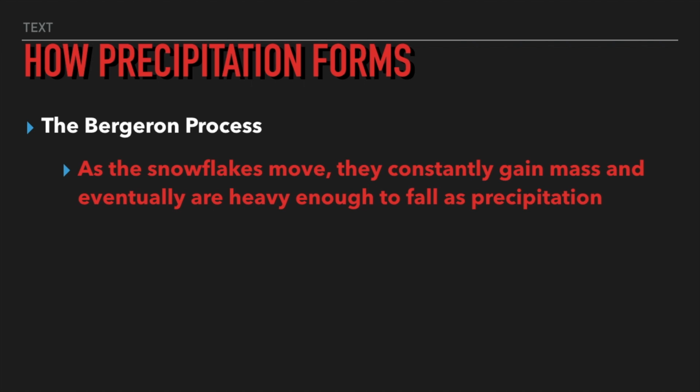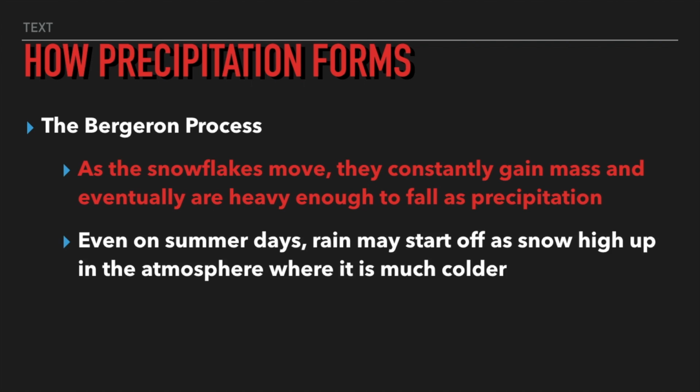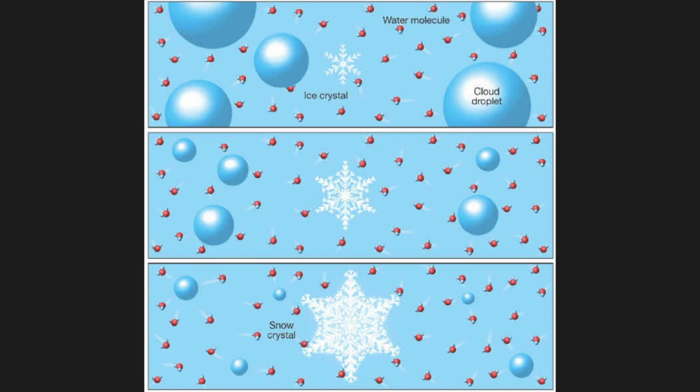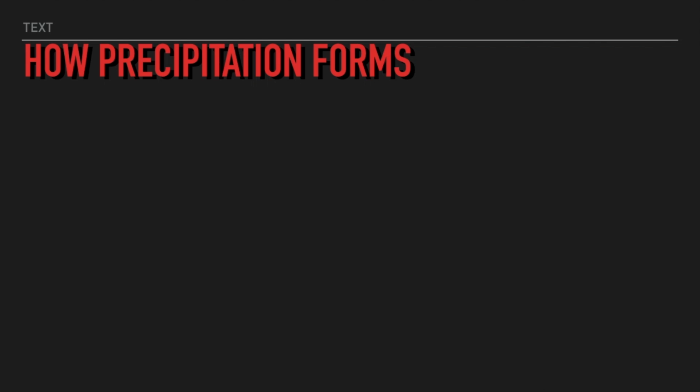So anyways, eventually the snowflake becomes heavy enough that it can fall, and well, voila, that's precipitation. Even on summer days, rain might start off miles up in the air as a snowstorm, or at least a little bit of snow. It's not at all that uncommon. So this picture here is a really simplified illustration of what's going on. We have individual H2O molecules in cloud droplets and a tiny little snowflake. Every molecule of water or every droplet of water that touches it makes it grow, and eventually it's heavy enough to fall.